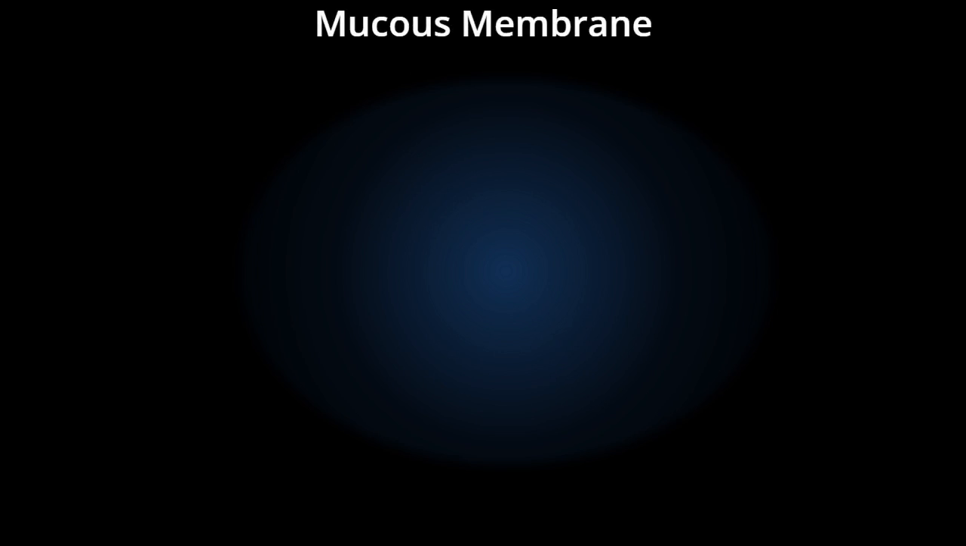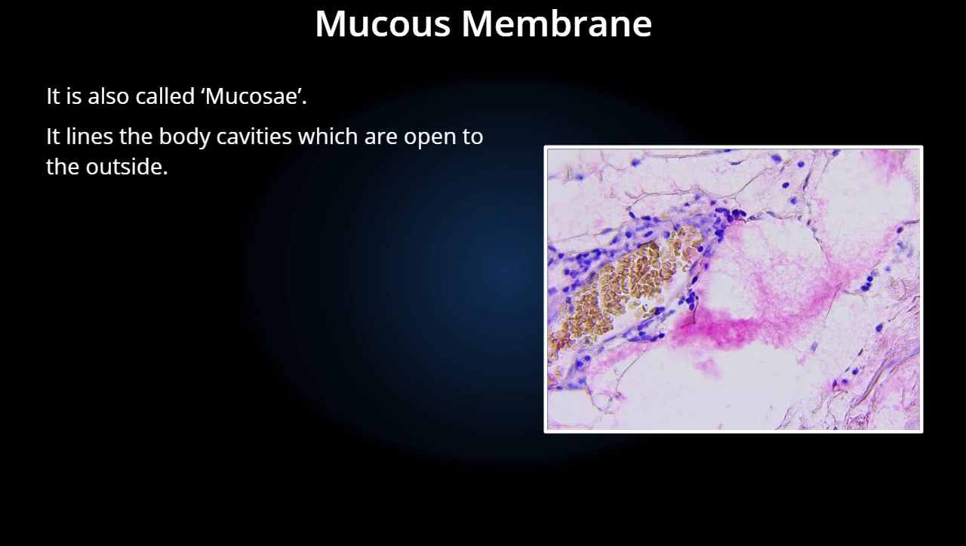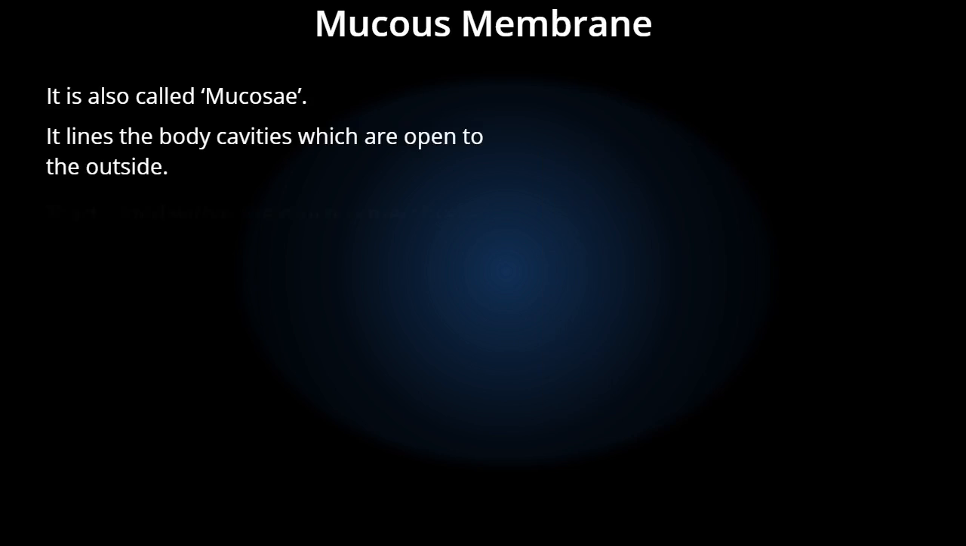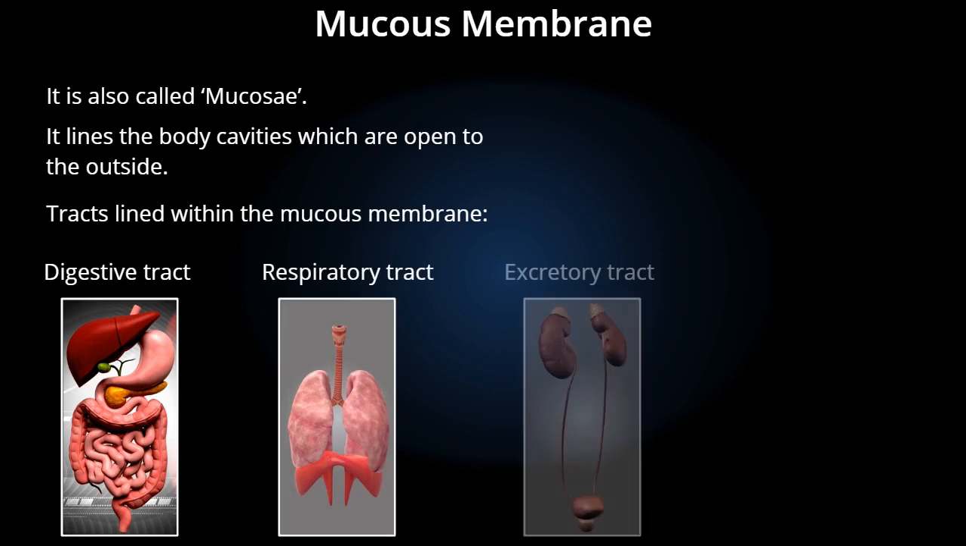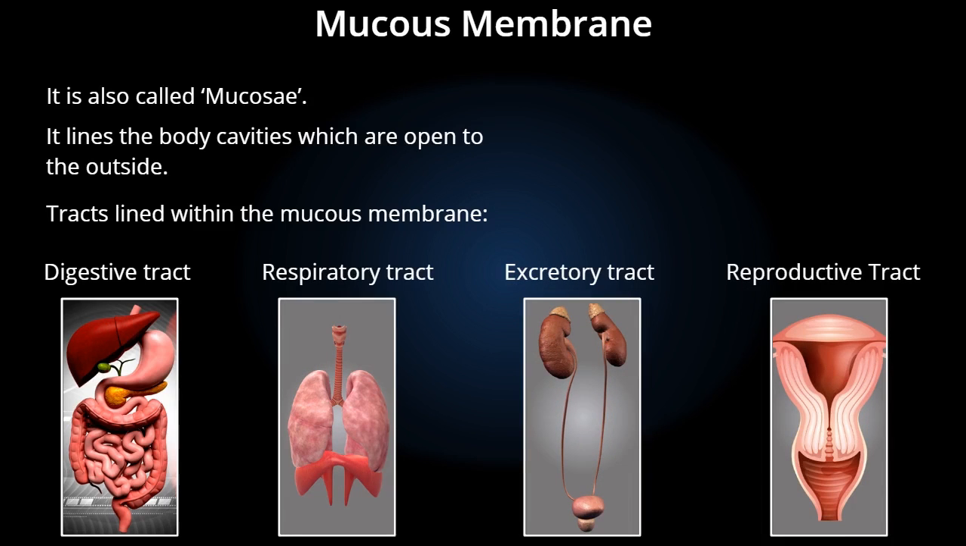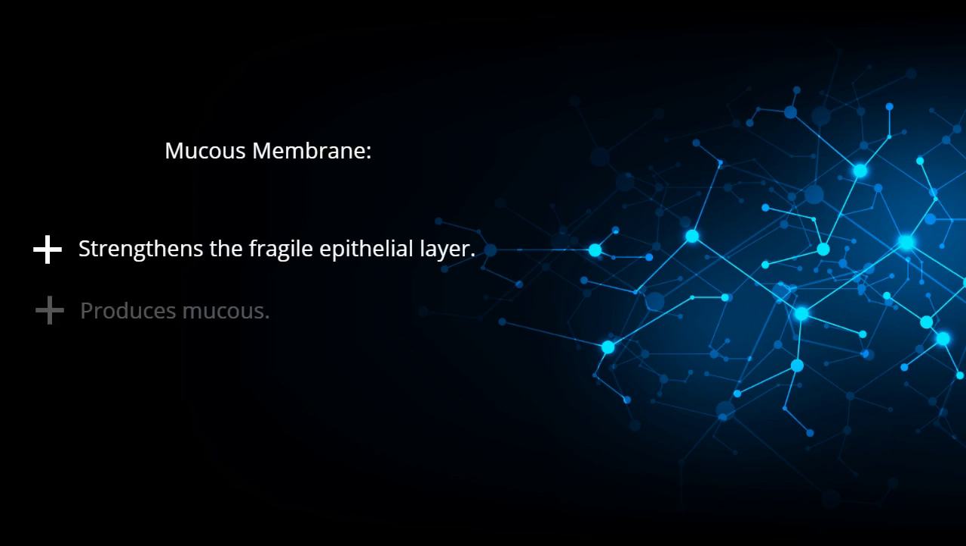Let's start off with the mucous membrane. As stated earlier, mucous membrane, or mucosa, is a type of epithelial membrane. They line the body cavities, which are open to the outside. Our entire digestive tract is lined with mucous membranes, along with other tracts such as respiratory, excretory, and reproductive tracts. This membrane also strengthens the fragile epithelial layer and produces mucus.